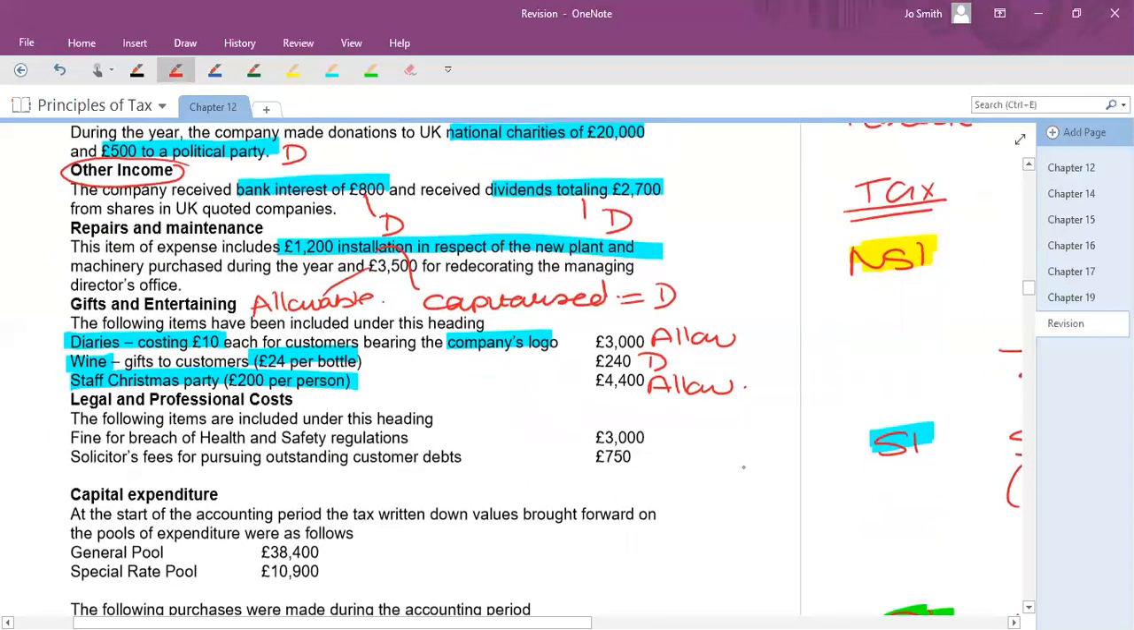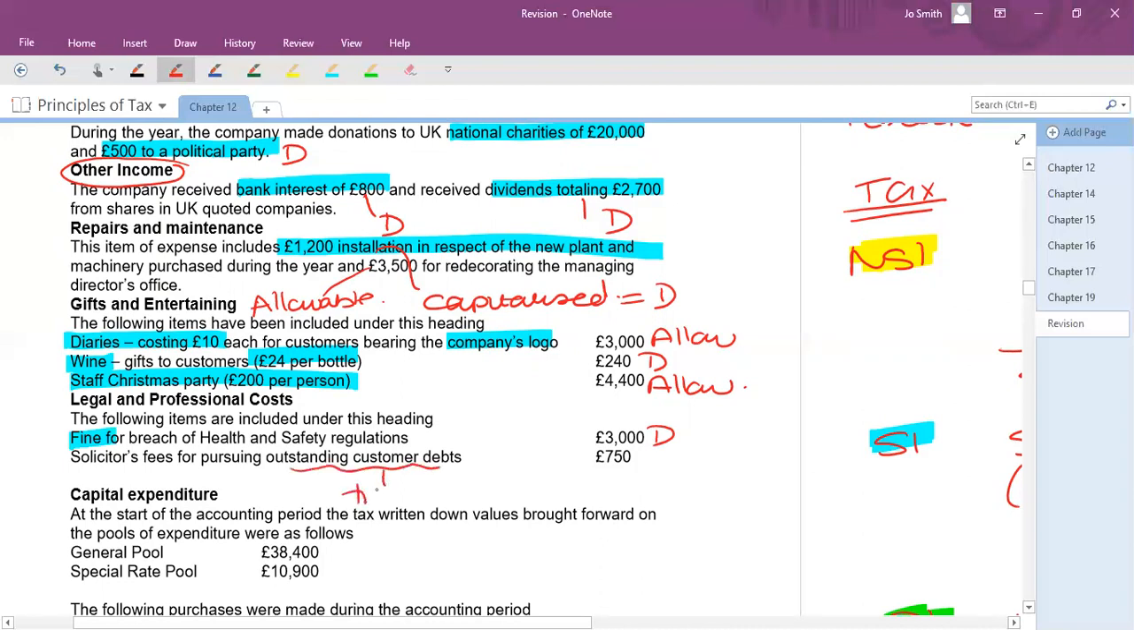Last two then, we've got some legal and professional costs. So the first one we've got is a fine. We don't care what the fine is for, we're going to disallow it. The only exception to the rule would be if you're a sole trader, which this isn't, and it was the owner of the business who was paying some speeding fines, and if they accept that cost, then they're parking fines, those types of things. So they would be allowable, but for a big business here, really, if you see any fines, you're going to say it's disallowable. And then the last one we've got then, solicitor fees to do with customer debts.